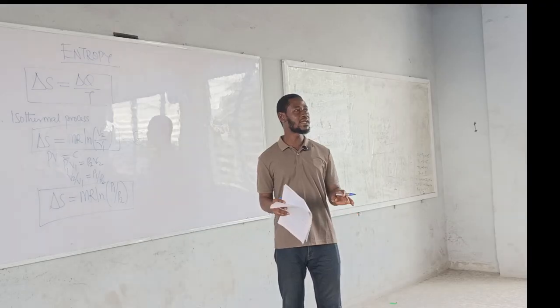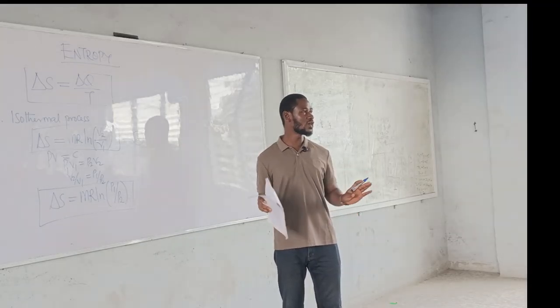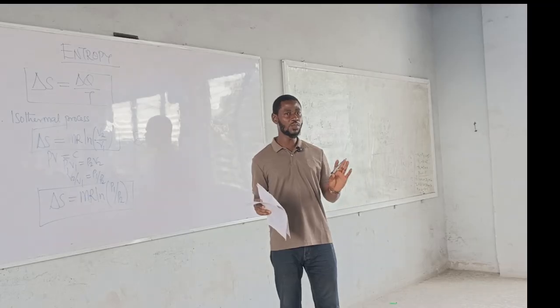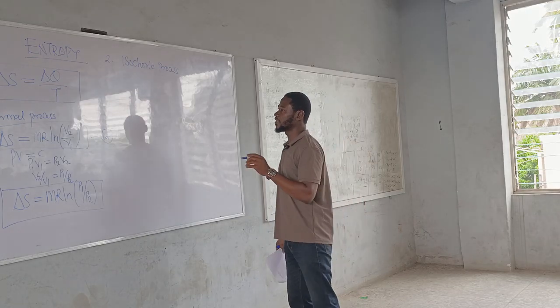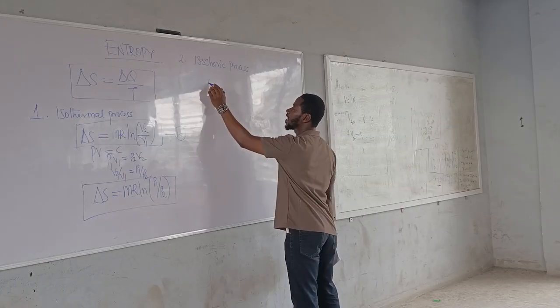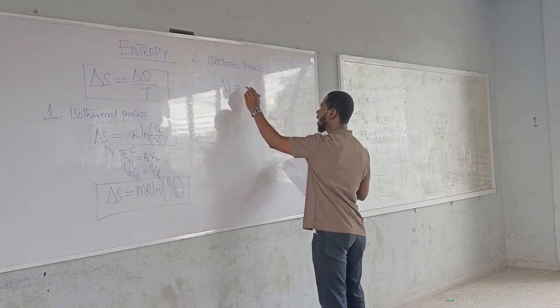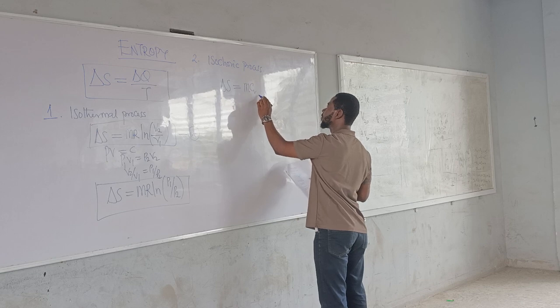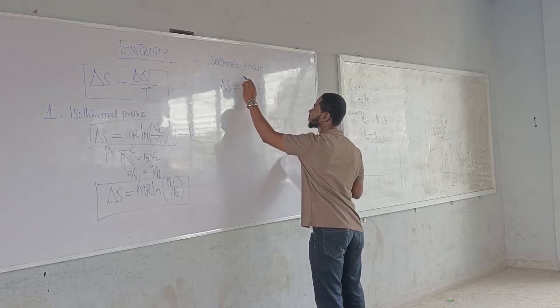And as we all know, an isochoric process is a process in which the volume is held constant throughout the process. So the entropy change in this case is given mathematically as change in S equals mCv ln T2 over T1.